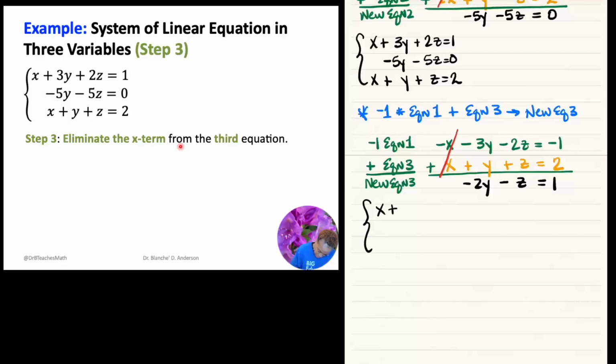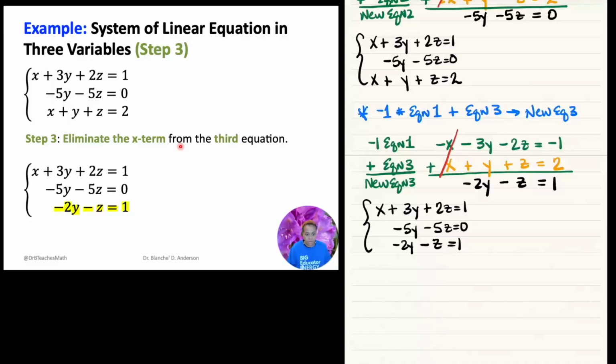So let's rewrite it. We have x plus 3y plus 2z equals 1, minus 5y minus 5z equals 0, right? And then a minus 2y minus z equals 1. So far, so good? Minus 2y minus z equals 1.